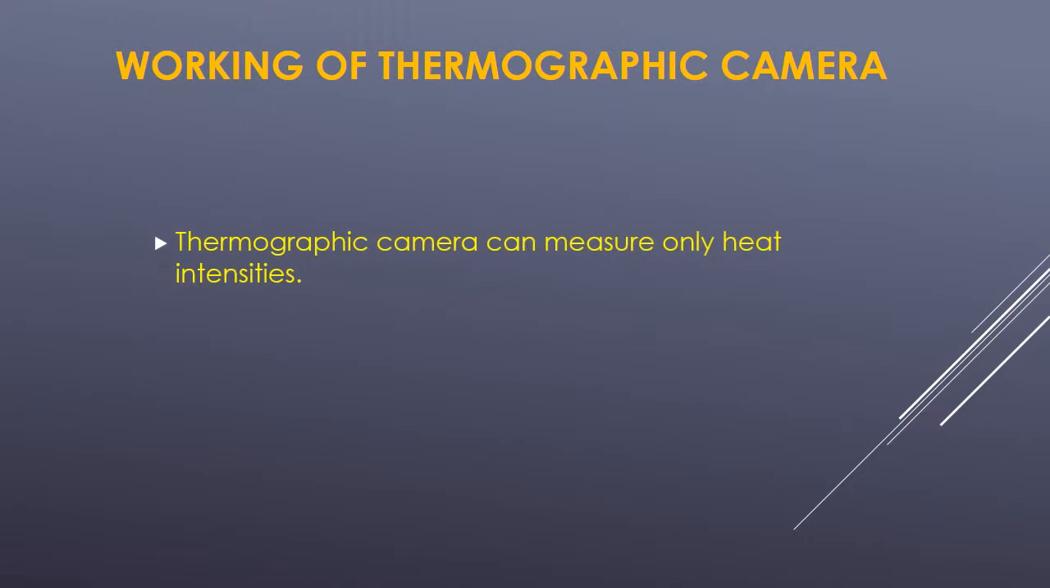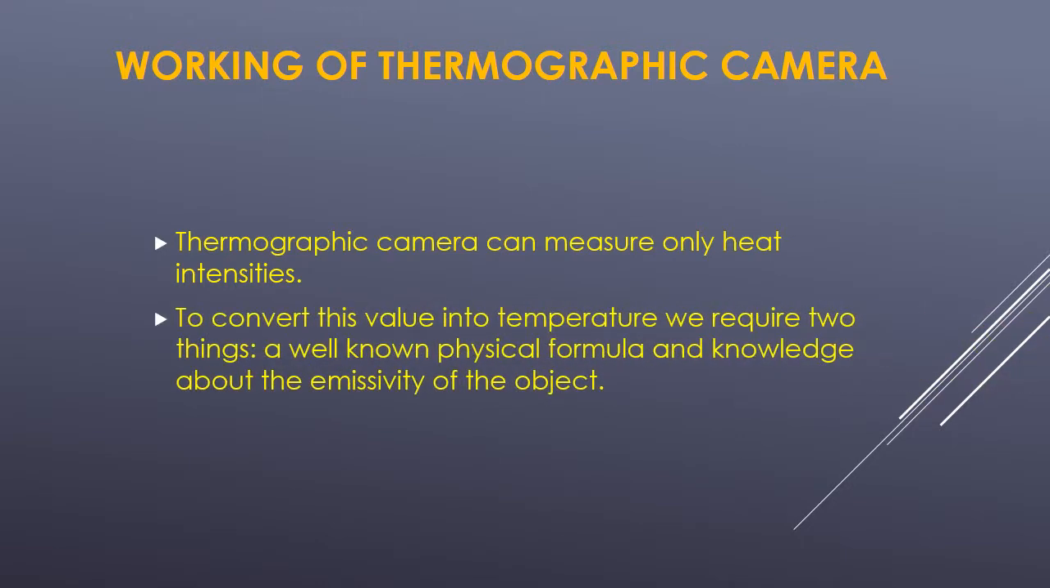Normally, we need to convert the measured heat into temperature, as the infrared camera can only measure the heat intensity. To convert this value into temperature, we require two things: a well-known physical formula, which is the Stefan-Boltzmann law, and knowledge about the emissivity of the object. It is essential that any user of infrared has an understanding of the physical properties of the object.